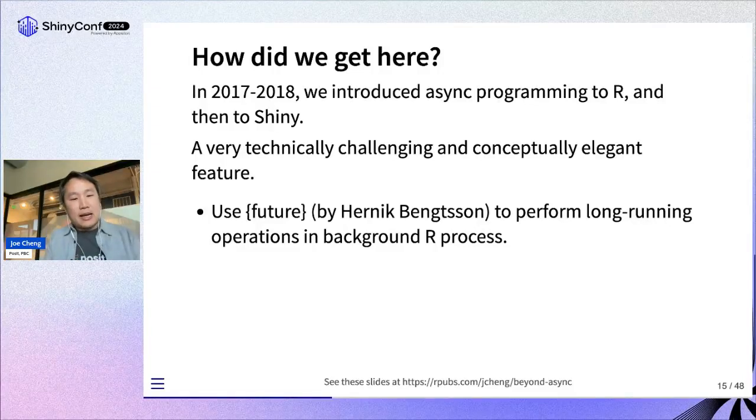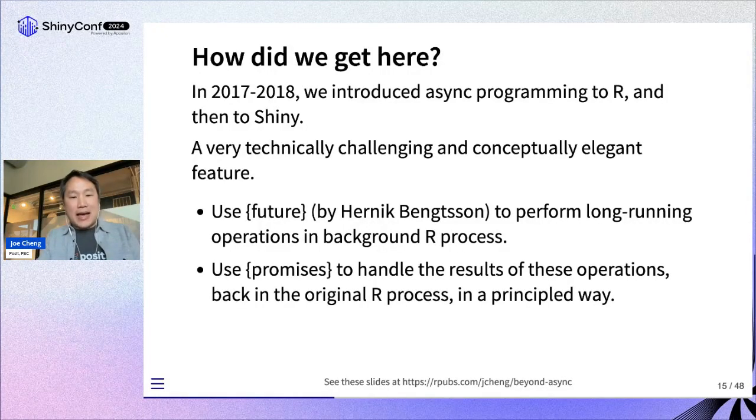So number one, as we said earlier, it relies on this future package that was not written by us. It was written by Henrik Bengtsson, to perform long-running operations in background R processes. So that takes care of how you launch these tasks and get them to run. And then we created a new promises package that was inspired by JavaScript promise objects to handle the results of these long-running operations in a principled way, in a way that we could integrate into Shiny.